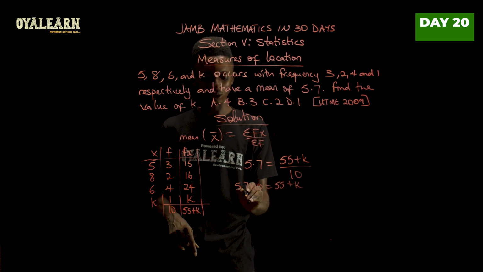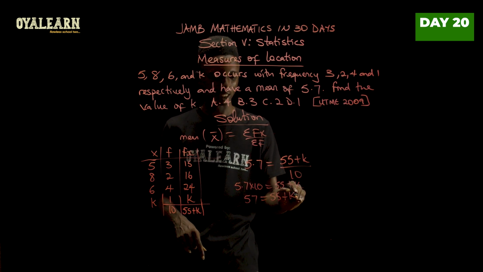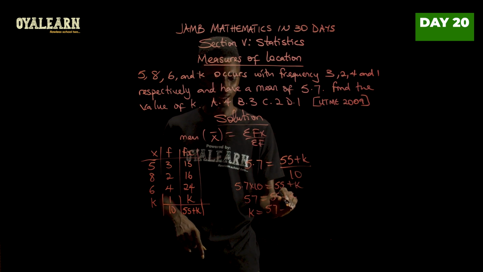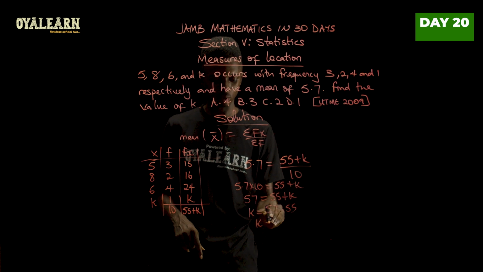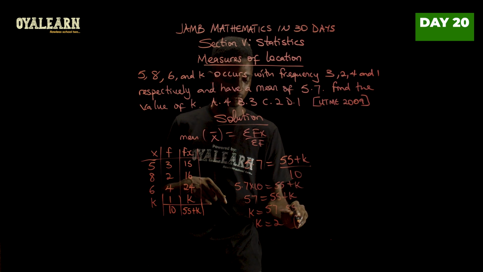Now when you multiply this, you get 57 equals 55 plus k. And then we can solve for k by saying k equals 57 minus 55. So k equals 2. So from the options, we pick C.